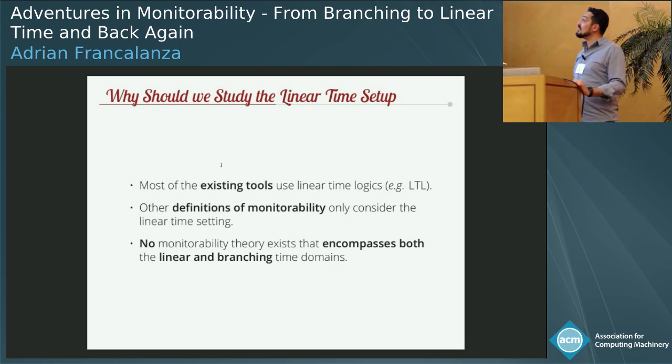If you also consider other definitions of monitorability, the one I showed you is not the only definition of monitorability. There are others. They all focus on the linear time semantics, because none of them consider the branching time semantics. Currently, there exists no unified theory that allows you to reason within the same framework about both the linear time and the branching time. And this is essentially the topic of this paper. So we try to address these concerns.